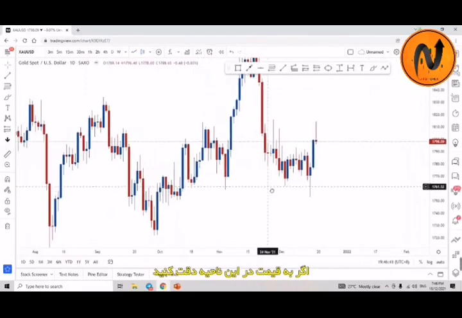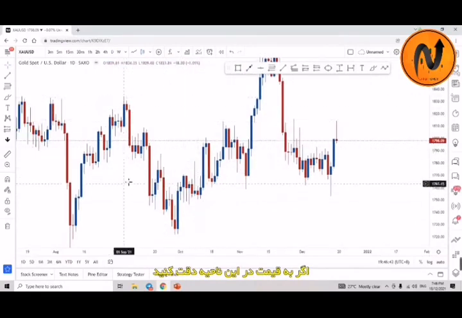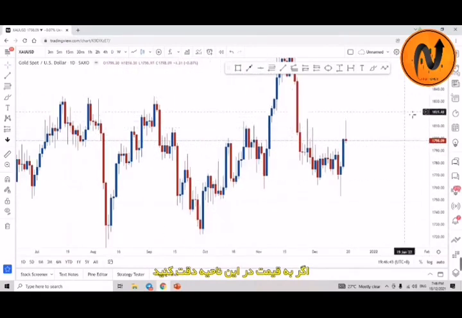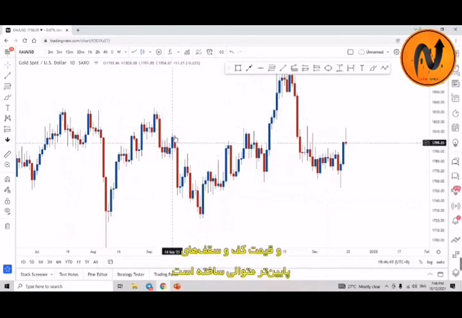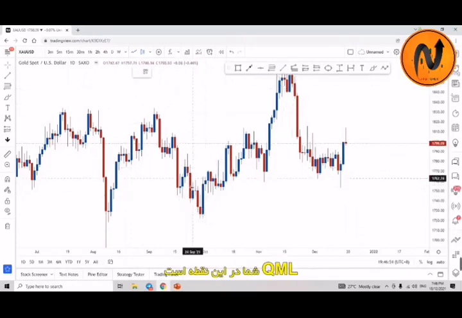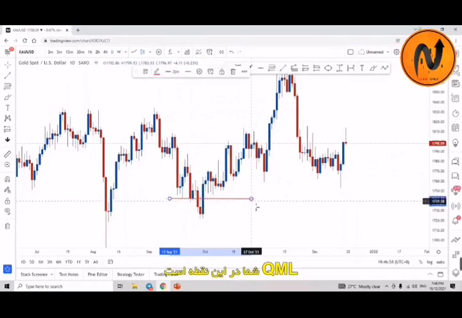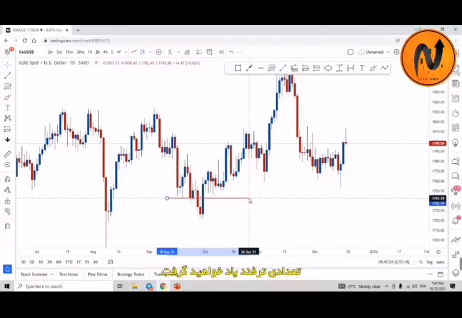If you look at it properly, the price over here, from this range start onwards, is making a lower low, lower high, lower low. So you have your QML at this point. This is your QML. Just be patient with me, and you will learn a few tips.